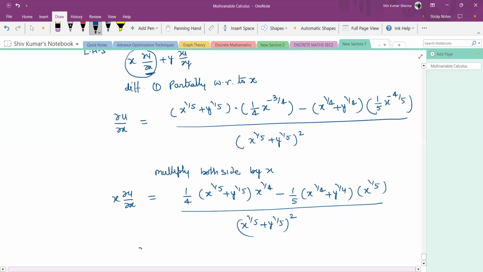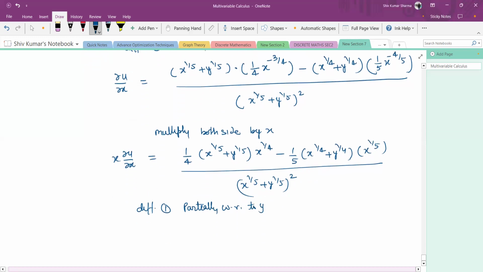Now differentiate u partially with respect to y. So similarly, because we have the symmetry, we can write down directly. Okay, we can write down directly, but if you want to calculate, you can calculate also.